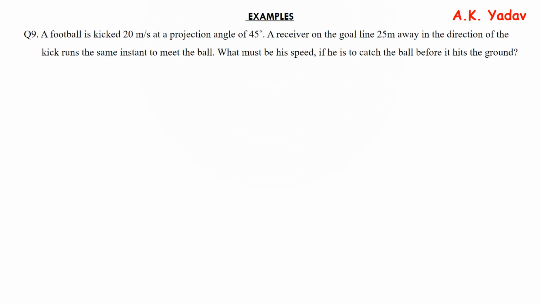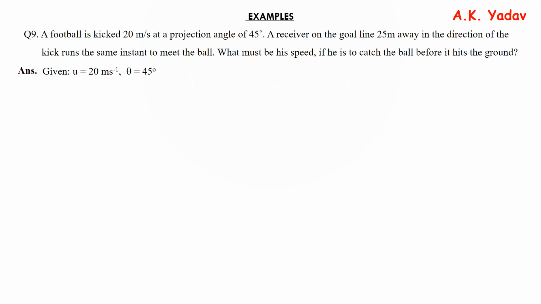So let us move to question number 9. A football is kicked at 20 meter per second at a projection angle of 45 degree. A receiver on the goal line 25 meter away in the direction of the kick runs the same instant to meet the ball. What must be his speed if he is to catch the ball before it hits the ground?